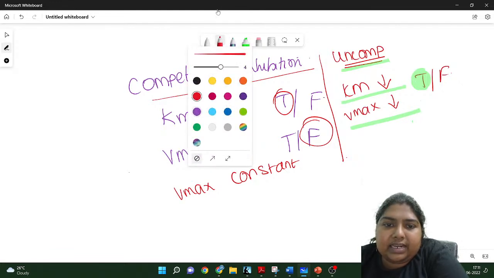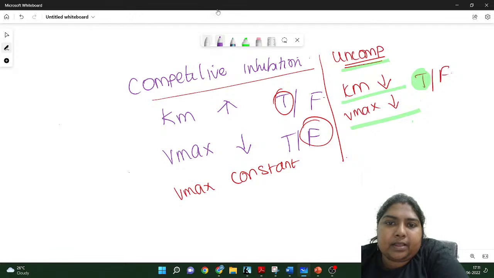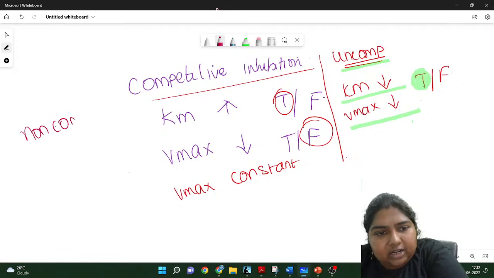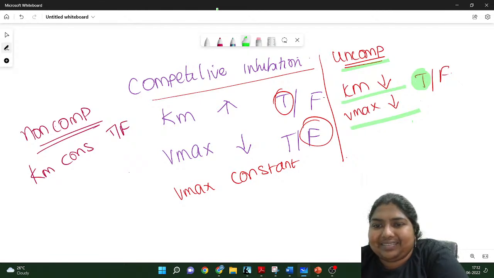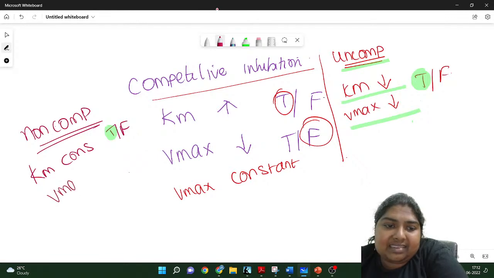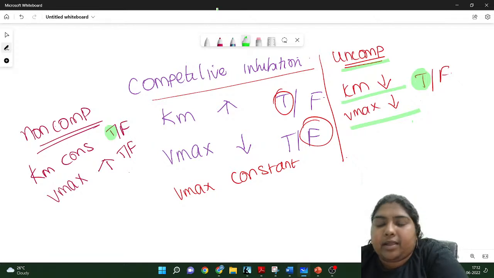Right. So the next one, it is about your non-competitive inhibition. So under non-competitive inhibition, Km is a constant. True or false? It is a true statement. Yes, Km is a constant. So Vmax is increasing. True or false? Vmax is increasing. True or false?